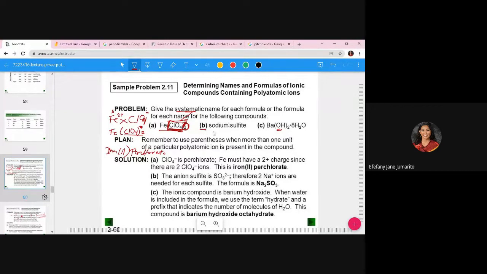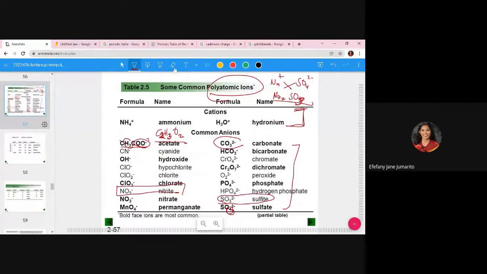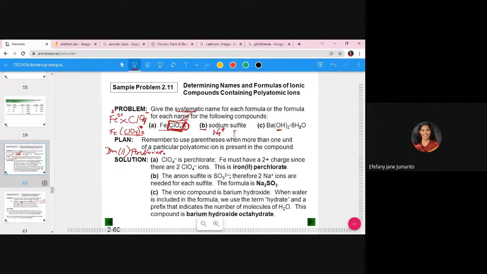Okay, letter B. Sodium sulfite. The formula is sodium sulfite. Sodium, what is its charge? Positive 1. Sulfite, what is the formula of sulfite? It's an ion. SO3, 2 minus. Okay.